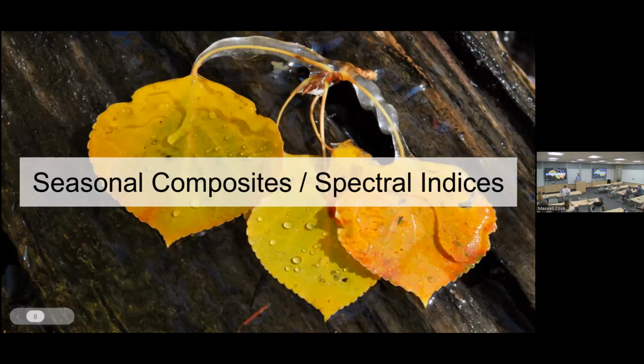So taking this image data, we want to create these seasonal composites and seasonal spectral indices. So this is our first step in building out a data set to be able to map aspen across the Southern Rockies.